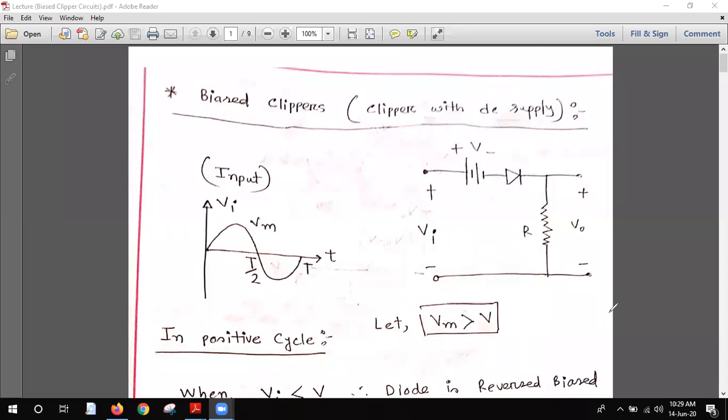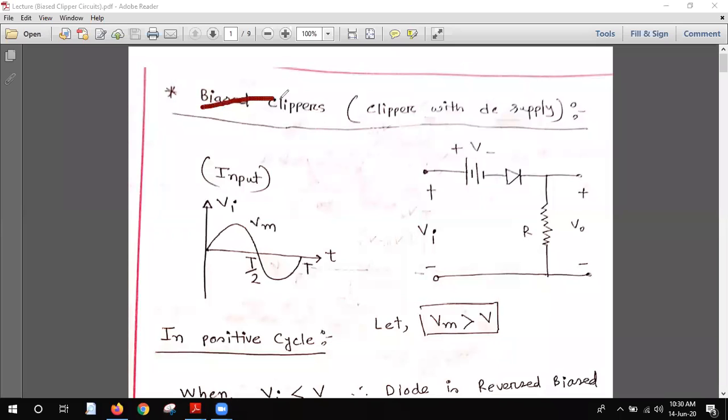Those were very easy and very basic. Today will be a different one, the biased clippers. First of all, let's see. Today we will see two or three examples. Then I will give you the homework, and you will try by yourself and practice.